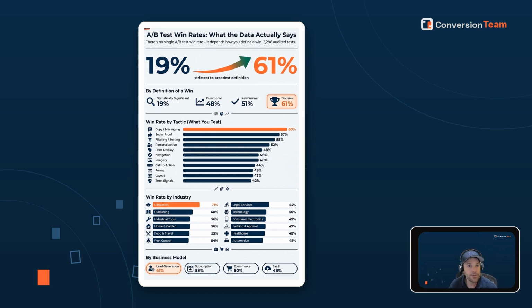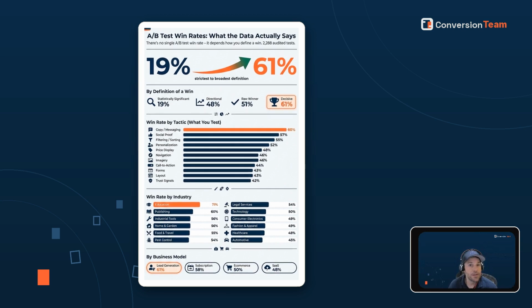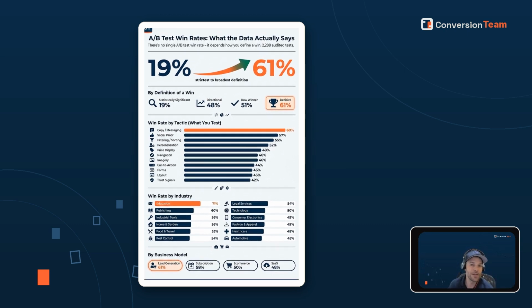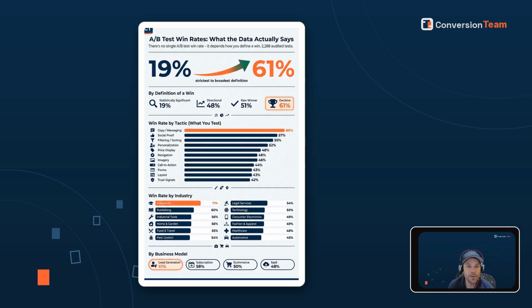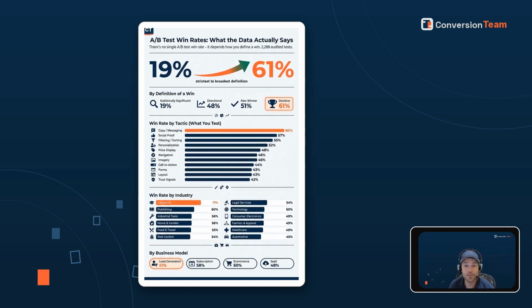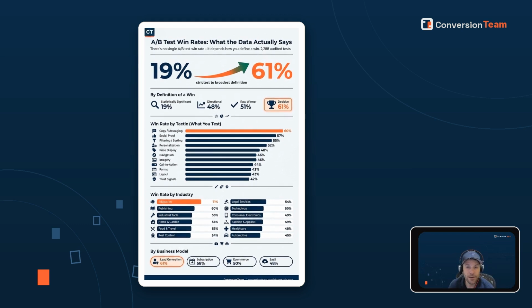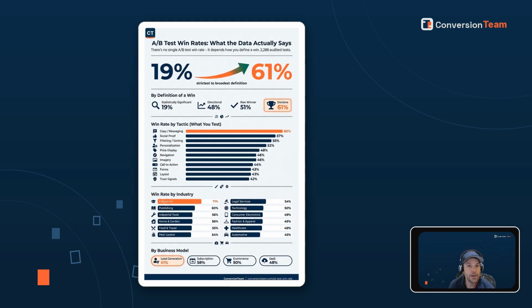So the one thing to take from this is that when someone says they have a win rate of X percent, 60, 70, whatever, it's all about the definition. And how many tests are in the sample? Without that, a win rate is just kind of marketing.